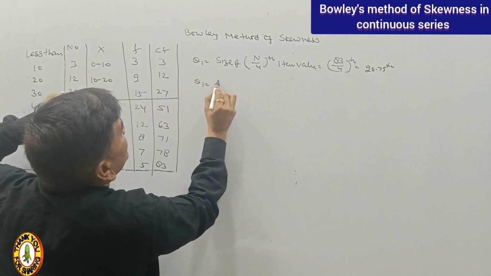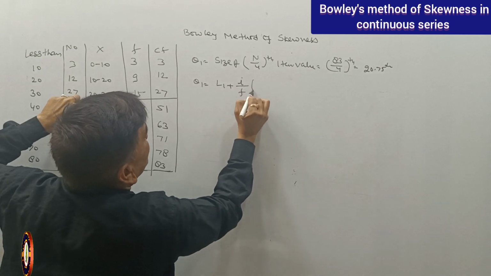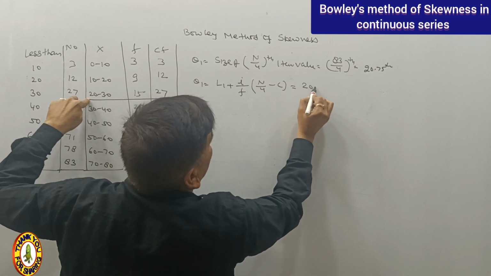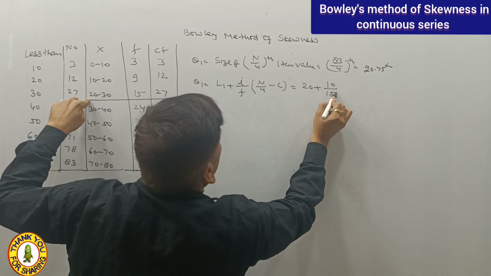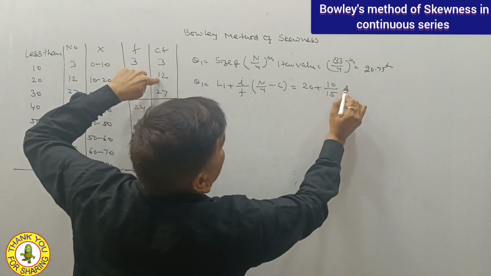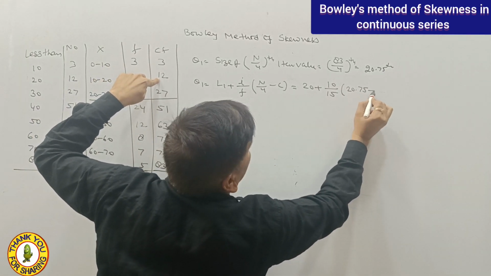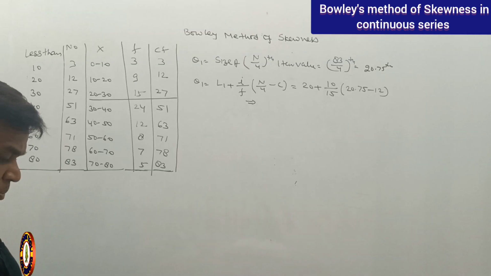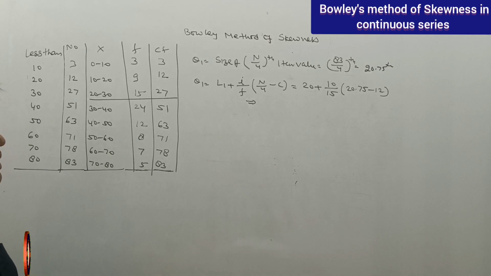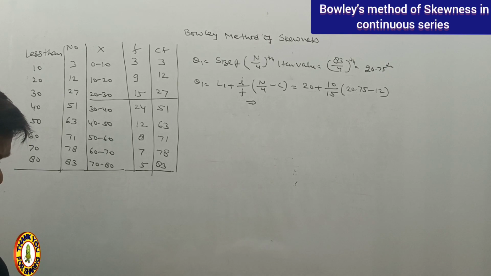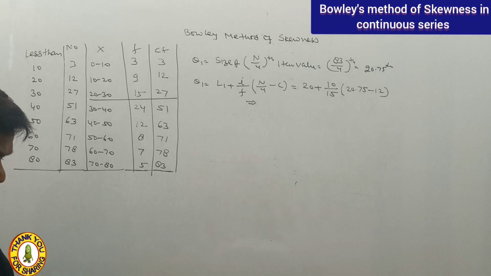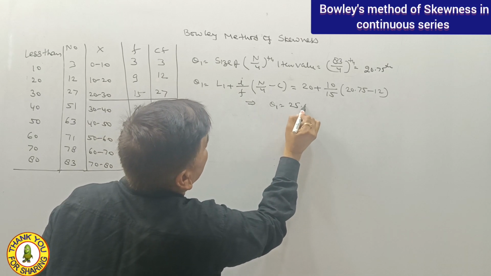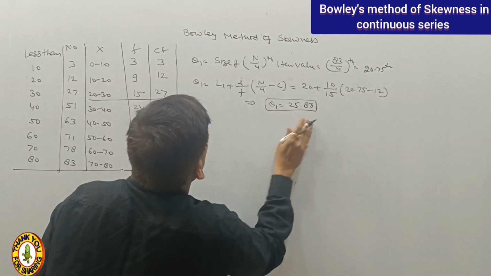So the value of Q1 is equal to L1 plus I upon F times n by 4 minus C. That is 20 plus, I is 10, F is 15, this is the frequency F, and this is C, 20.75 minus 12. So Q1 is 20.75 minus 12, multiplied by 10, divided by 15, plus 20, that is 25.83. So the Q1 value is 25.83. You can calculate it, no problem at all.